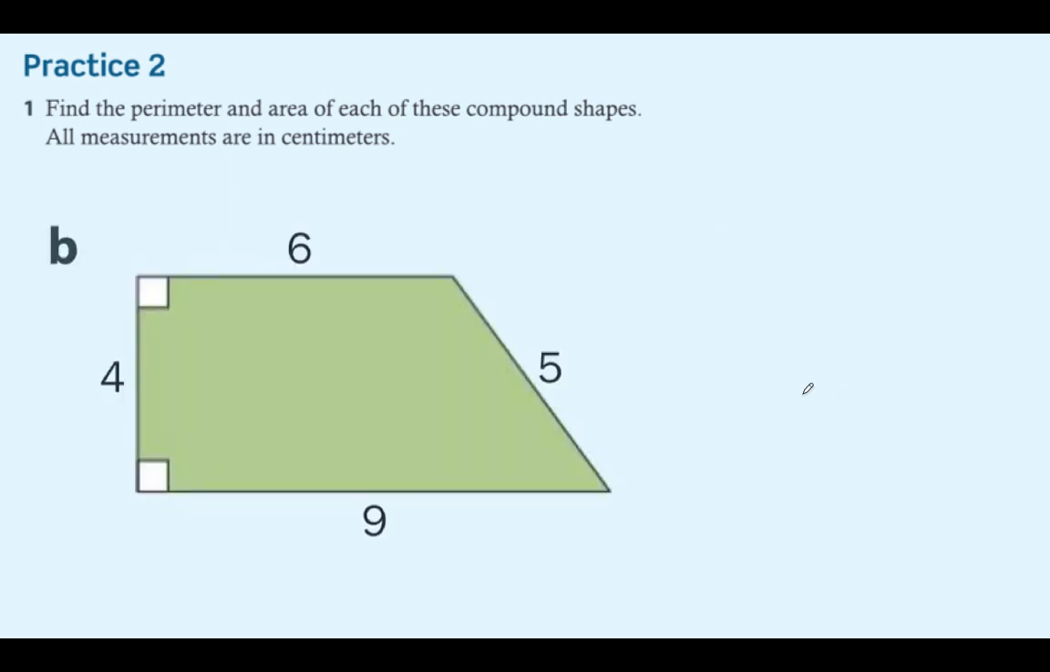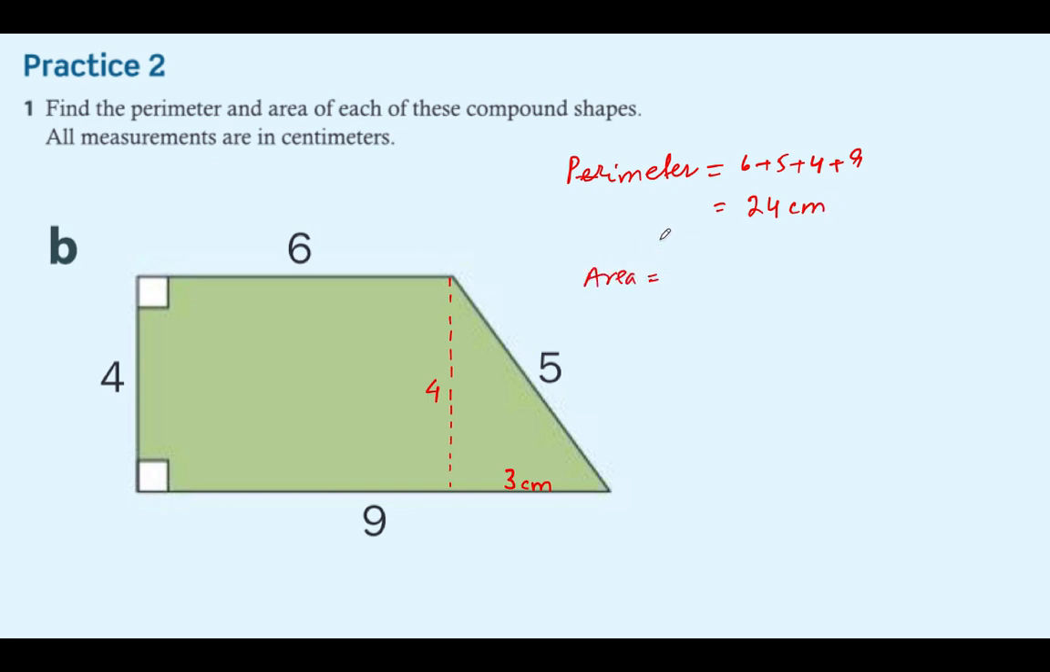Let's move to question number 1, part B. We need to find out the area of this compound shape. Basically this is a trapezoid, but since we haven't covered the formula for perimeter and area of trapezoid, we can break this shape into two, that is a rectangle and a triangle. So this is a rectangle of 6 by 4 and this is a triangle in which you can see that if at bottom it is 9 centimeters, at top it is 6, so remaining is 3 centimeters, and the height is the same here, 4 and 4. So the perimeter will be the sum of all sides. Six plus 5 plus 4 plus 9, so that is 24 centimeters.